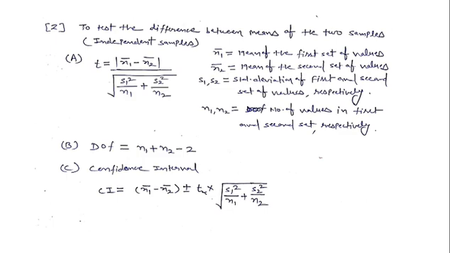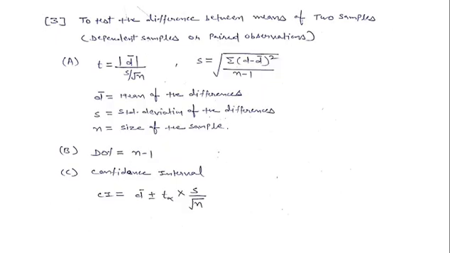In this case, the degree of freedom is n1 plus n2 minus 2, and the confidence interval will be CI equal to x1 bar minus x2 bar plus minus t alpha multiplied by under root of (s1 square upon n1 plus s2 square upon n2). Now we will see the third case.